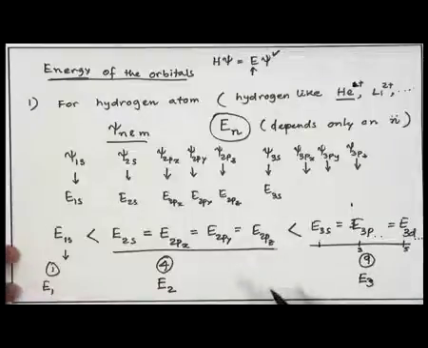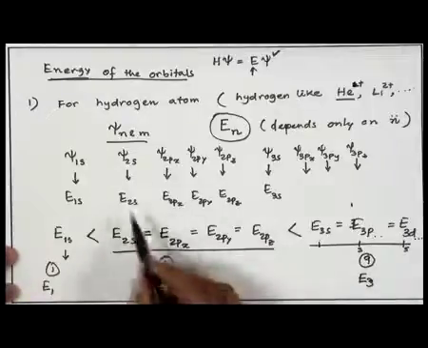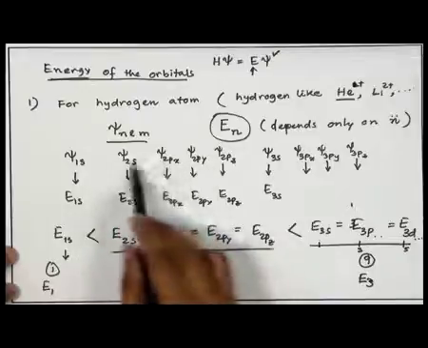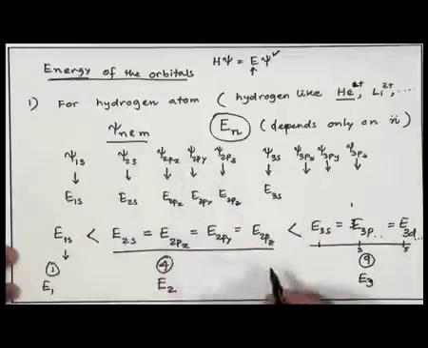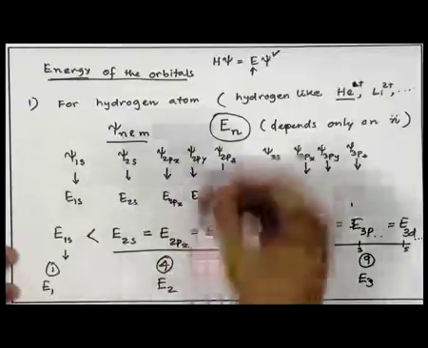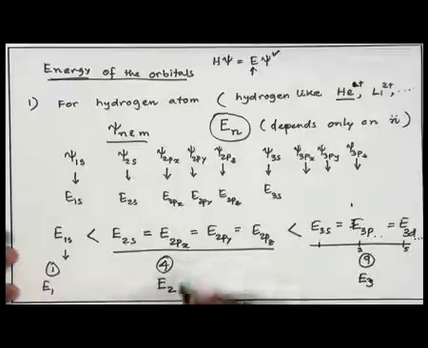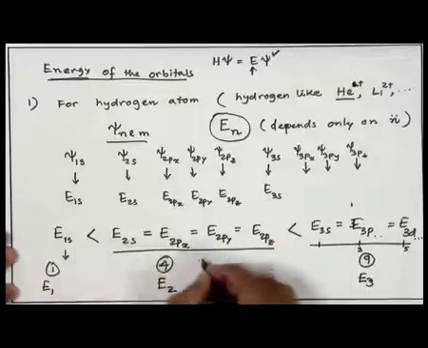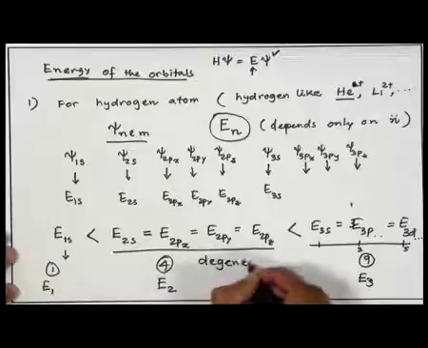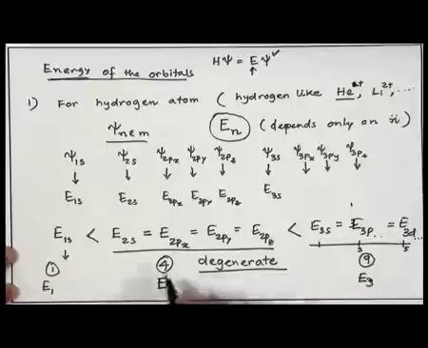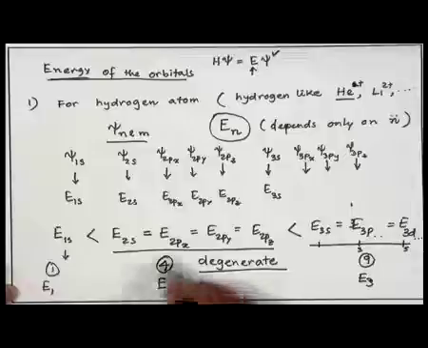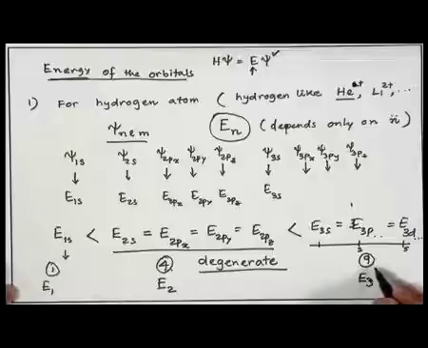We see that there is more than one wave function: psi 2s, psi 2px, psi 2py, psi 2pz. These are 4 different wave functions, but all of them carry the same energy. We call these energy levels degenerate. That means they have the same energy. Since there are 4 energy levels which have the same energy, we call this situation 4-fold degeneracy, and this situation 9-fold degeneracy.